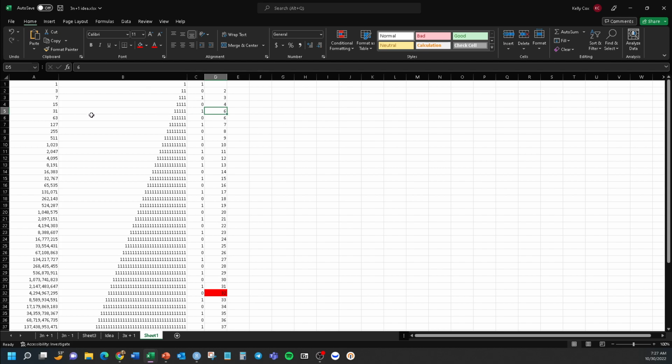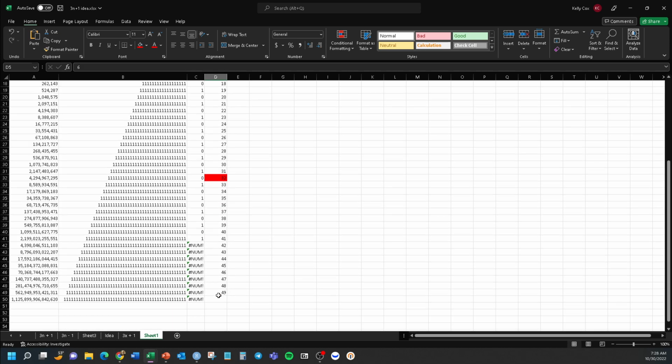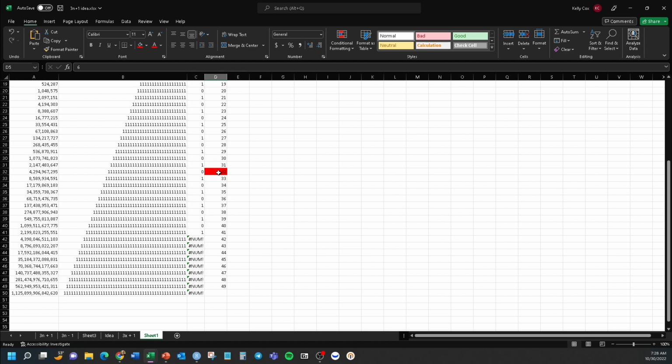But I thought it was interesting that 31 is the only one that breaks this number. Again, I can only check in Excel or in R up to 2 billion. After that, you start getting errors.